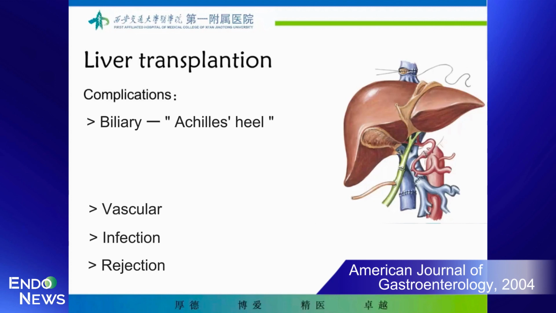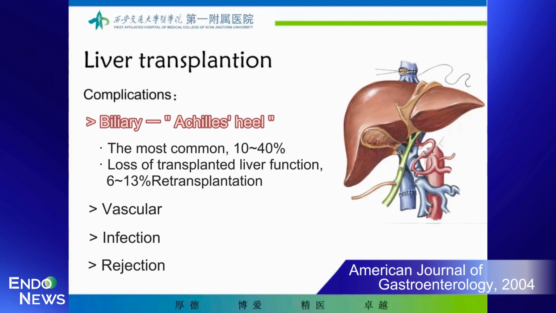Among them, the biliary complication is the most common, usually reaching 10 to 14%. We also call it the Achilles heel here because it often leads to the loss of transplanted liver function, and about 6 to 13% of patients need retransplantation.